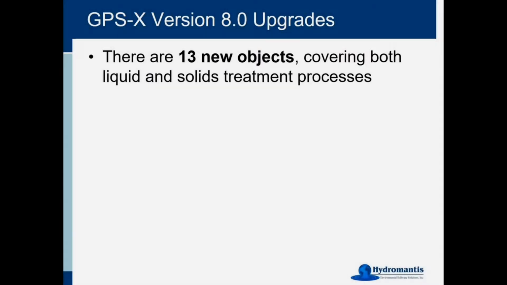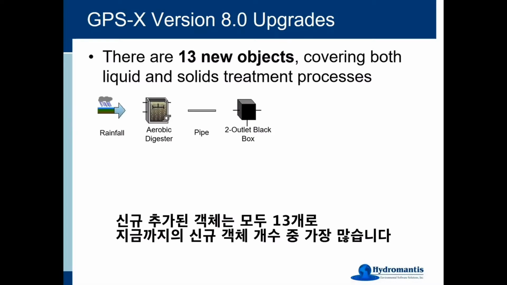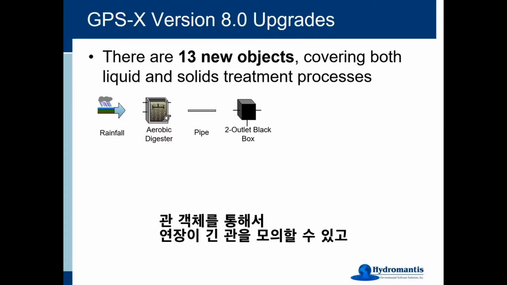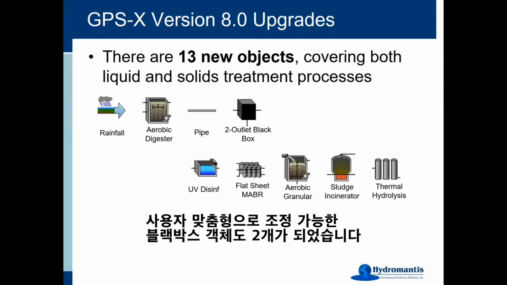So, as I mentioned, there are now 13 new objects in GPSX. This is actually the biggest number of new objects that we've ever added to GPSX in one shot. We have a number of things like a new influent object to represent rainfall, an Aerobic digester that's been updated and calibrated, a new pipe object to represent long distances and hydraulic lag, so to speak, and a customizable 2-outlet black box model.